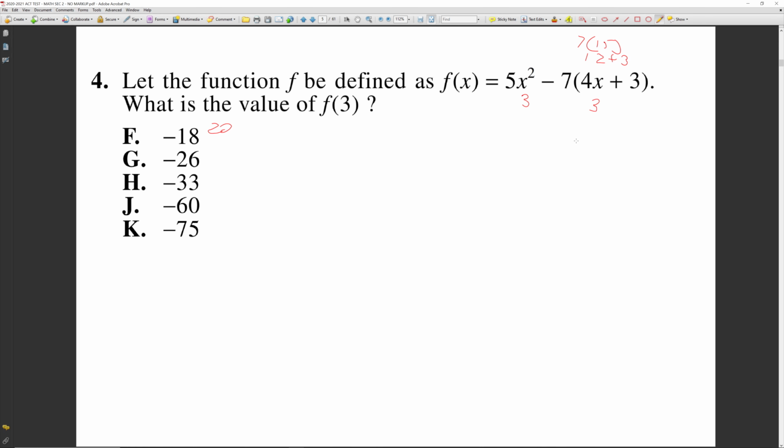So 7 times 15 is 105 minus, so 3 squared is 9 times 5 is 45. So 45 minus 105 is minus 60. Answer is J. That was easy.